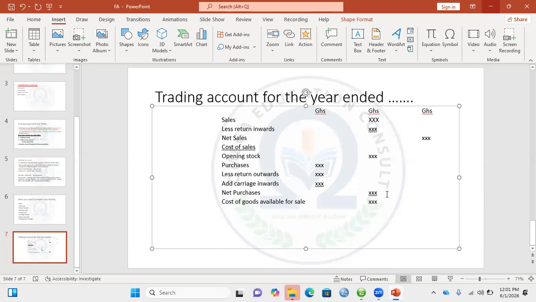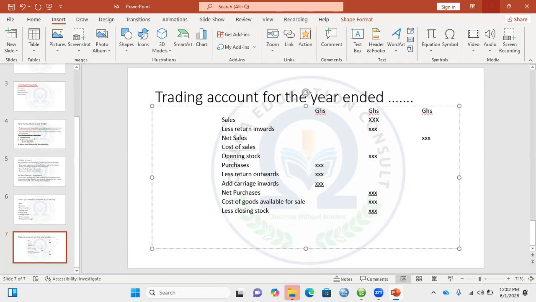So you see, if you are determining your cost of sales, it's your opening stock plus net purchases to give you the cost of goods available for sale. However, to get this net purchases, you have to come here and do this adjustment before you can get your net purchases. Now, when you have your cost of goods available, you less your closing stock. After lessing your closing stock, you get a figure called cost of goods sold.